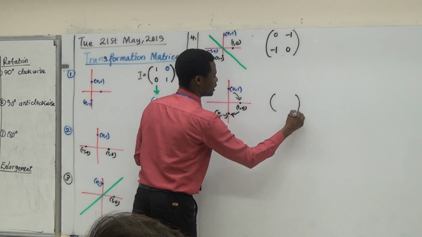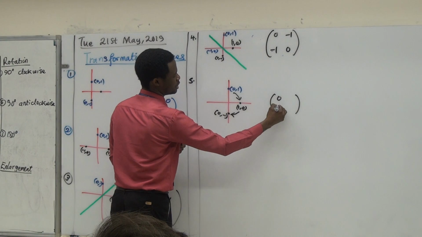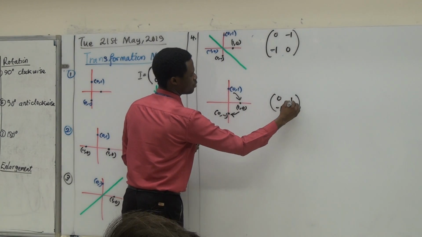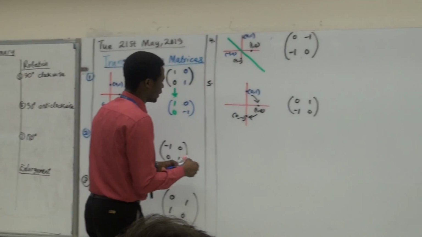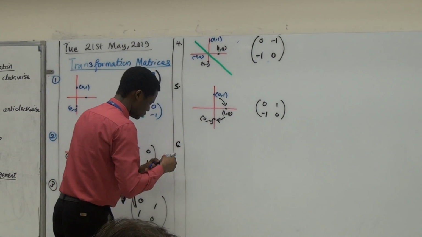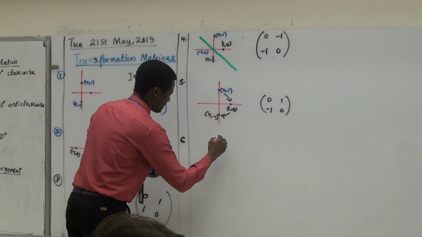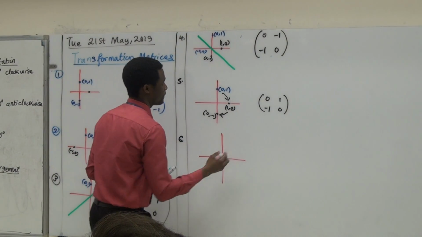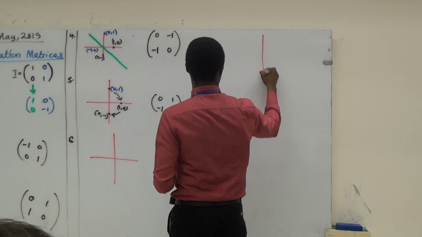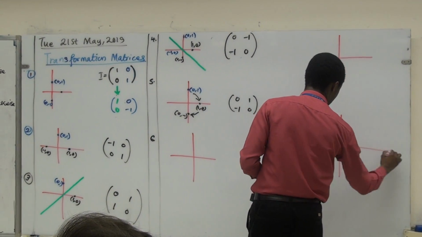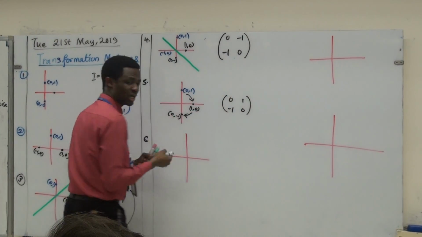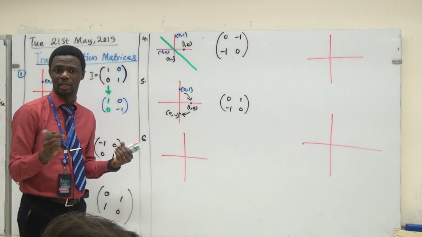So the transformation matrix: 1, 0 becomes 0, negative 1, and 0, 1 becomes 1, 0. So that is rotation along 90-degree clockwise. For rotation 90-degree anti-clockwise, and enlargement is not really, I think that's quite easy. That was quite clear yesterday.